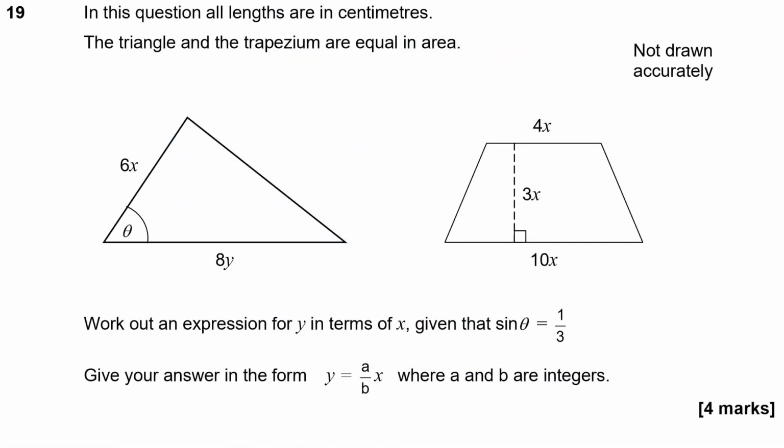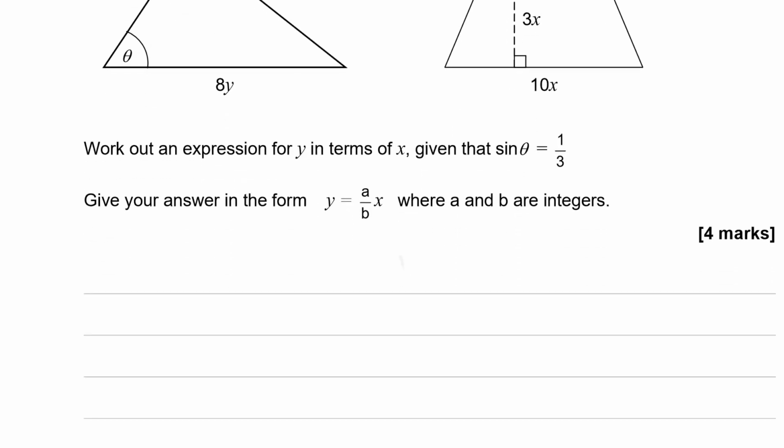Question 19. In this question, all lengths are in centimetres, and we're told that the triangle and the trapezium are equal in area. Work out an expression for y in terms of x, given that the sine of theta is equal to 1/3, and give your answer in the form y equals a over bx, where a and b are integers. Okay, so we've been given a triangle. We know two sides algebraically, and we've been given the angle and the sine of that angle. So we're going to use the sine formula for the area of the triangle.